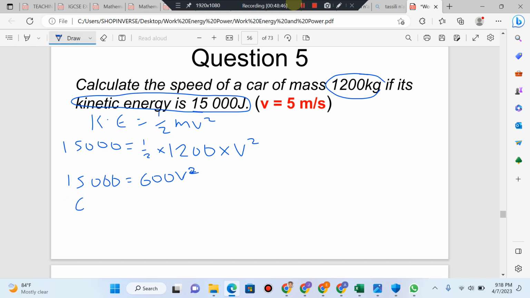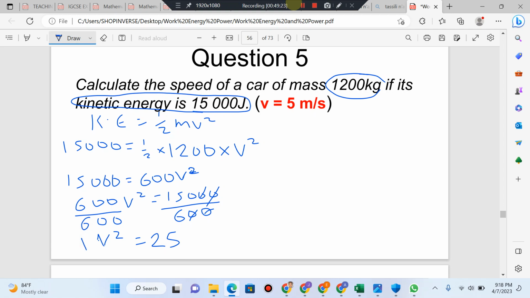Now take note of this. If 600 v squared is equal to 15,000, how will I get the value of v squared? I will divide both sides by the coefficient of v squared. Hence, I'm dividing both sides by 600. 600 v squared divided by 600 will give me v squared. So v squared equals 15,000 divided by 600. Let me take this step by step. 0 cancels 0. 150 divided by 3 is 50. 50 divided by 2 is 25. So v squared equals 25.